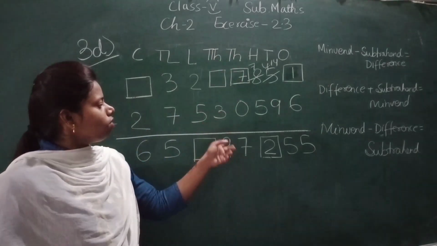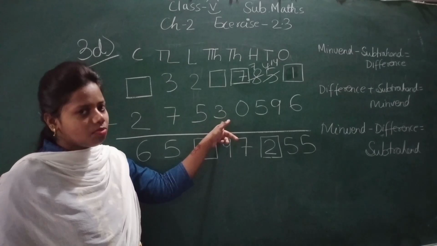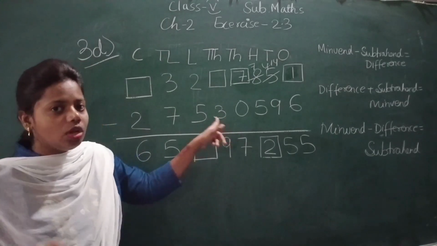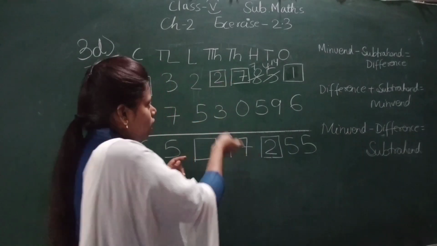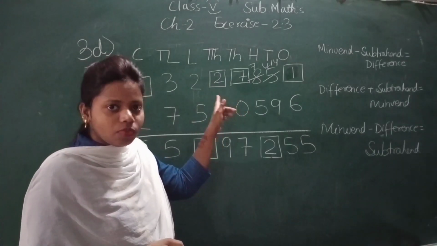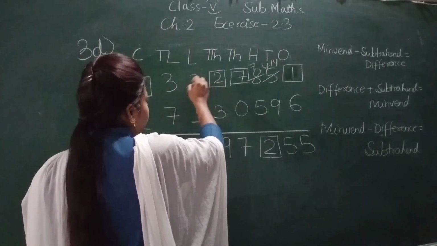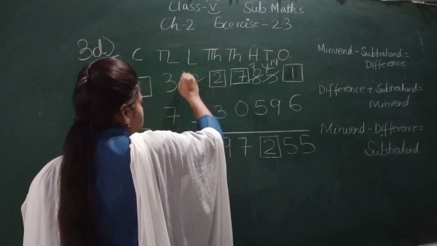Now this one, what do you do? Add. To find the minuend, we add the difference and the subtrahend. 9 plus 3 is how much? 12. But we will not write 12 here, we will write 2. Why will we write 2? Because it was 2, and it has become 12. How? It has taken borrowing from this 2. That is why it has become 12 and this has become 1.